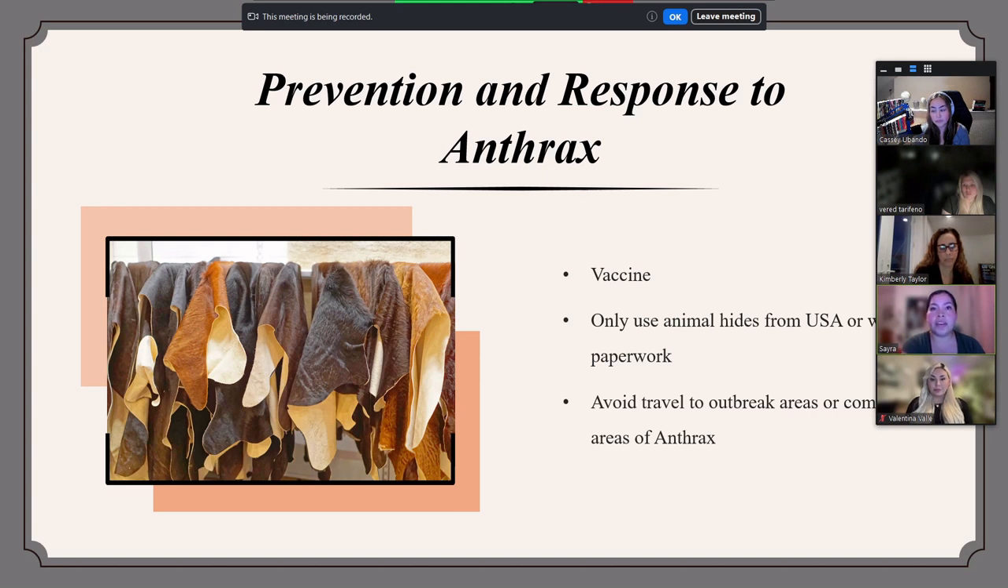Avoid using imported animal hides. Always try to use goods only from the U.S. or somewhere that has international veterinary certificates that show appropriate government inspection and vaccination of animals. Just last year, anthrax was reported in East and South Africa, so you should always check before you travel whether your destination has any recent outbreaks.